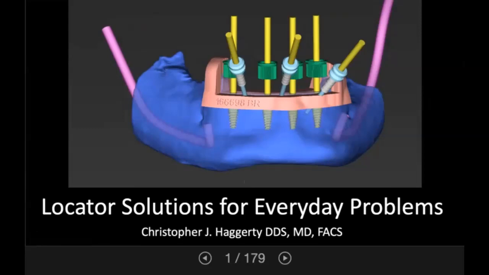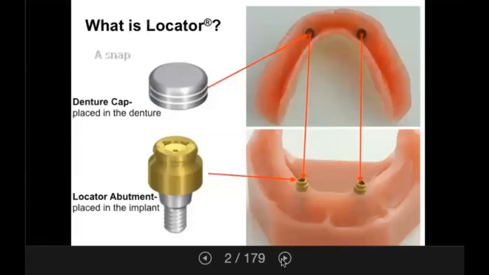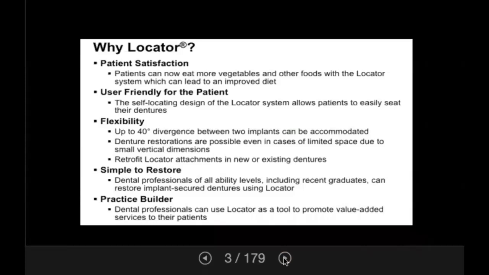Thanks to 3D Diagnostic for giving me this opportunity to discuss an implant solution that is very common in my practice, the use of locator attachments. What is a locator? A locator is an abutment or attachment that is similar to a snap on a jacket. Locator abutments allow for a simple and affordable means to greatly enhance the stability and retention of a new or pre-existing removable prosthesis. Locators offer enhanced patient satisfaction, are user-friendly, and are very simple to restore.